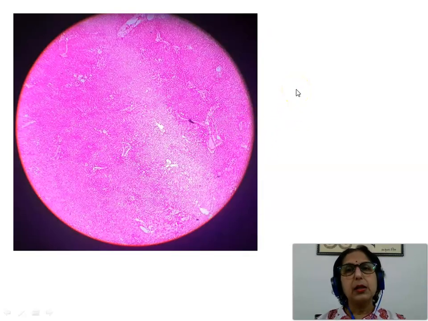What we see now is an H&E stained slide of the liver. This is the scanner view where we see the classical hepatic lobules having the central vein at the center and portal triads at its angles. We also see the radiating cords of hepatocytes which are going from the central vein towards the portal triads.